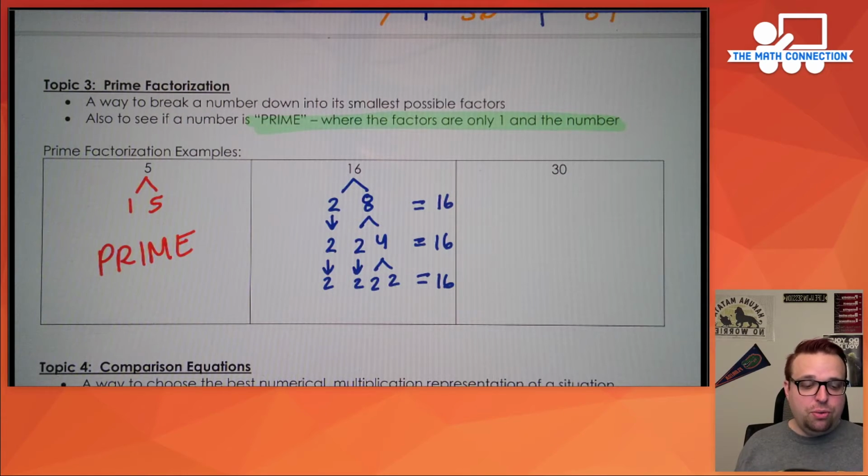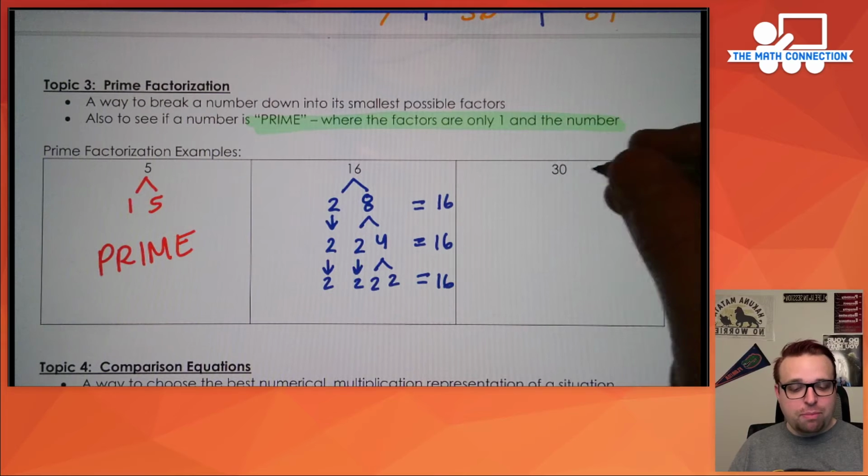Let's go ahead and do 30. I'm going to actually ask you to pause the video and try 30 on your own. Try using this factor tree method here. Remember, if you hit a prime number, just keep bringing that number down, but you don't need to split it, okay? Pause the video, give this question a try, and then we will come back and do it together.